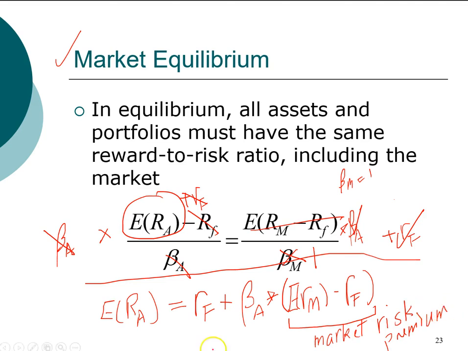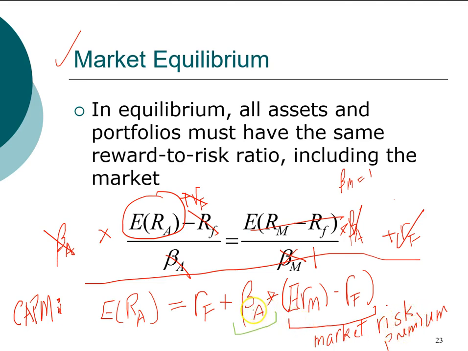This final equation has a special name. It's called the capital asset pricing model, or CAPM. The capital asset pricing model tells us the relationship between risk and return. So here is the risk of the stock. The risk of the stock is the beta. Depending on the risk of the stock and the market risk premium, this is the reward that investors demand from investing in the market as a whole.